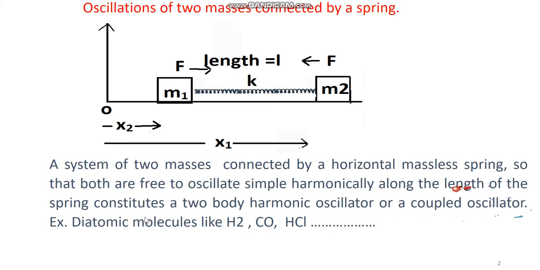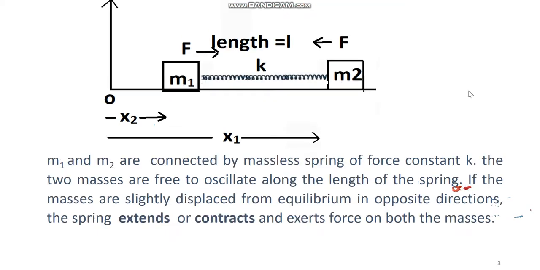Examples: diatomic molecules like hydrogen, carbon monoxide, hydrogen chloride, etc. Here M1 and M2 are connected by a massless spring of force constant small k. The two masses are free to oscillate along the length of the spring. If the masses are slightly displaced from the equilibrium position in opposite directions, the spring extends or contracts and exerts force on both the masses.